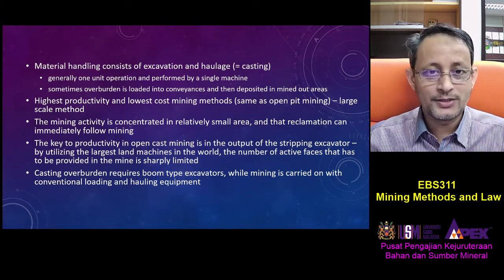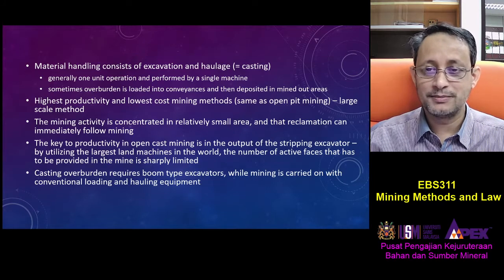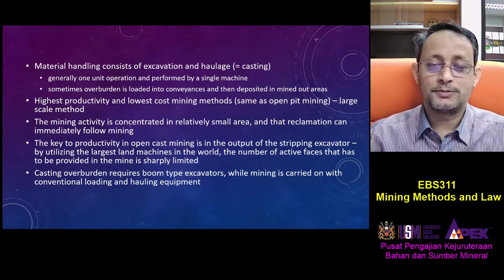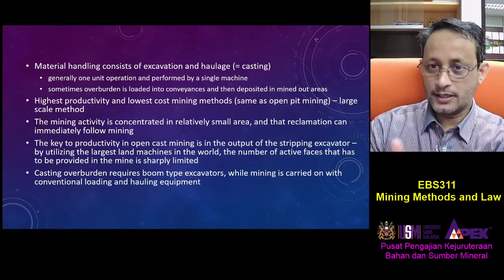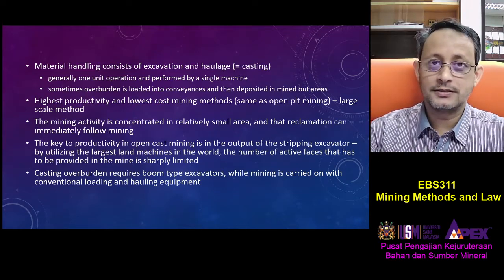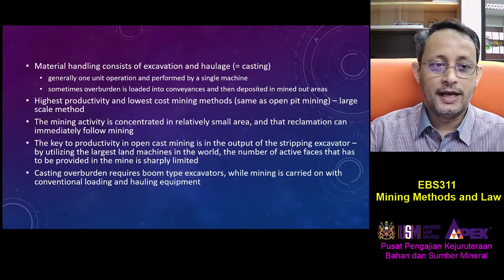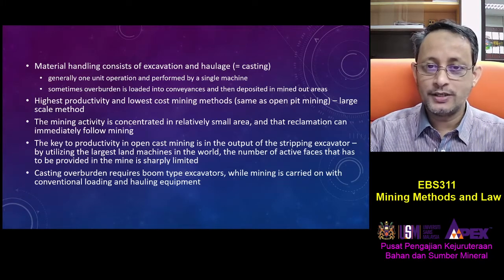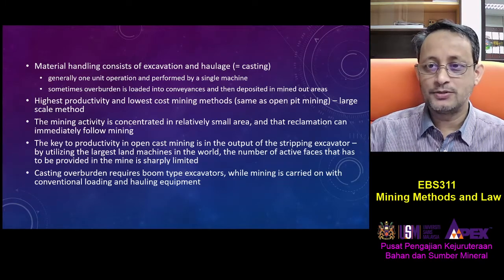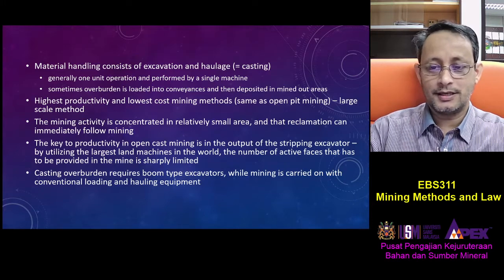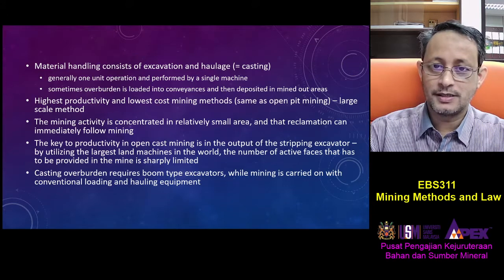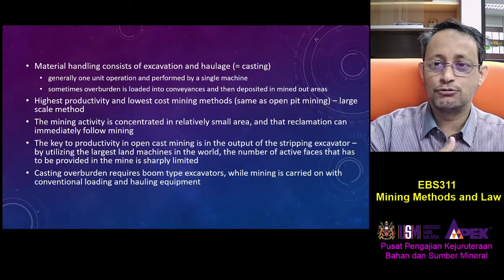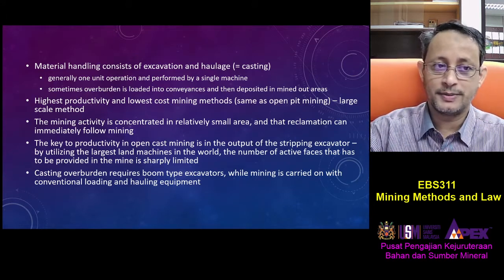Okay, generally one unit operation is performed by a single machine, but they use huge machines, especially when we talk about coal. I can show you later in the figures that they use huge machines. And sometimes overburden is loaded onto conveyors and then deposited to the mined-out area. So they can also maneuver conveyors to transport the overburden.